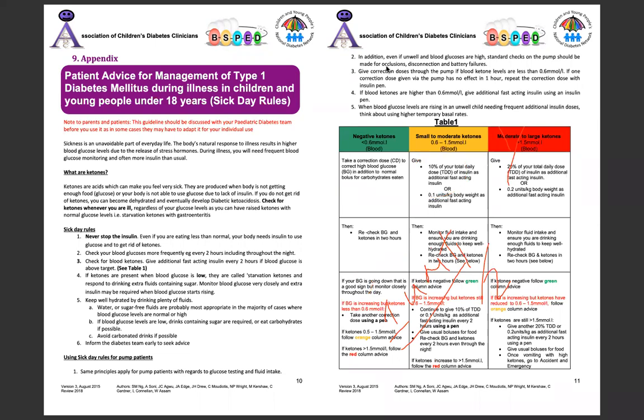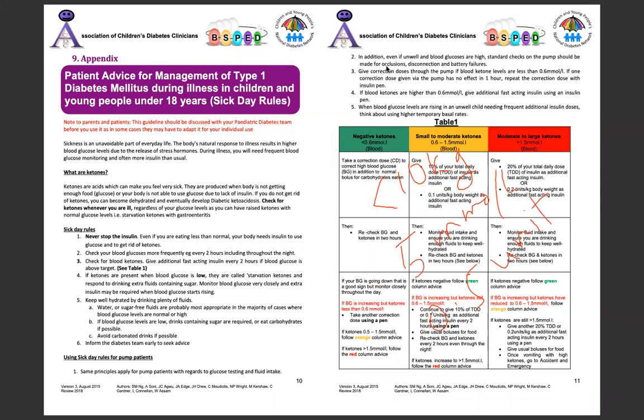And for every 5 millimole, you can give 0.5 unit if the child is an infant below 10 kg. If the child is below 10 kilo, you can reduce 5 millimole of sugar with 0.5 units subcutaneously stat. This is the correction dose.